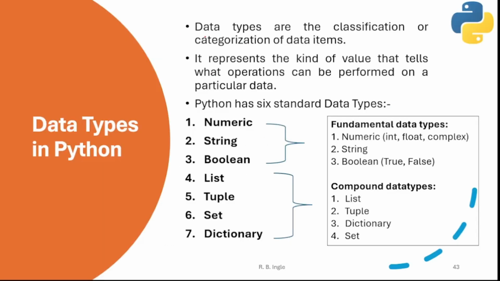Today we will see different data types and their methods in Python. So data types are the classification or categorization of the data items. There are different types of data on which we can work in Python.